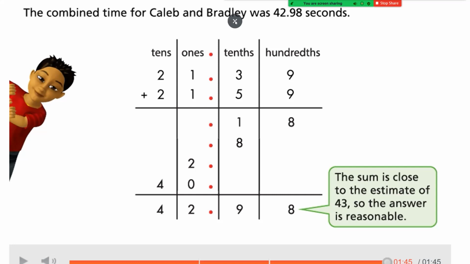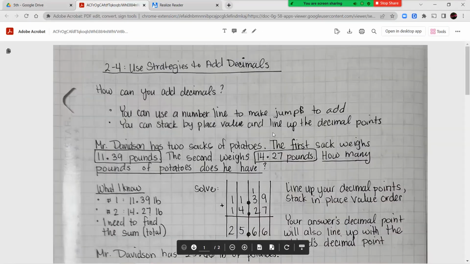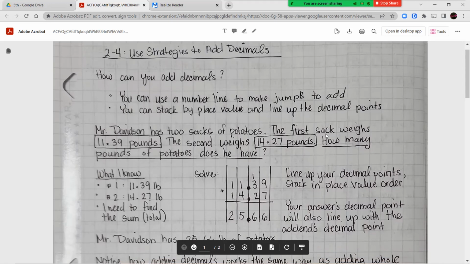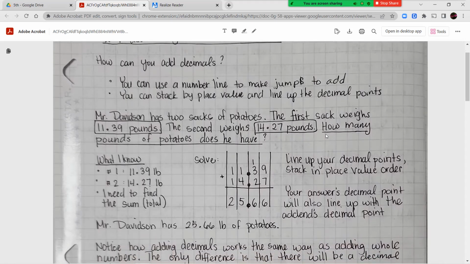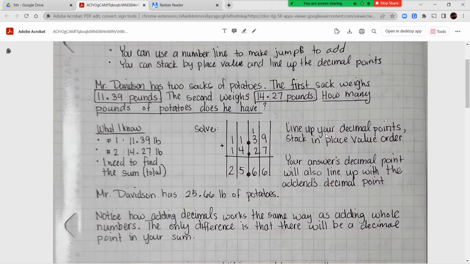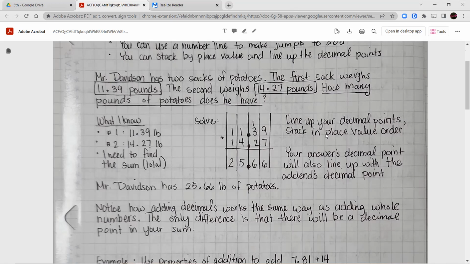All right, let's take a look at our notes and our guided practice. So our focus question is, how can you add decimals? You can use a number line to make jumps and add that way, or you can stack by place value and line up the decimal point. So our first question here says, Mr. Davidson has 2 sacks of potatoes. The first sack weighs 11 and 39 hundredths of a pound. The second weighs 14 and 27 hundredths of a pound. How many pounds of potatoes does he have?